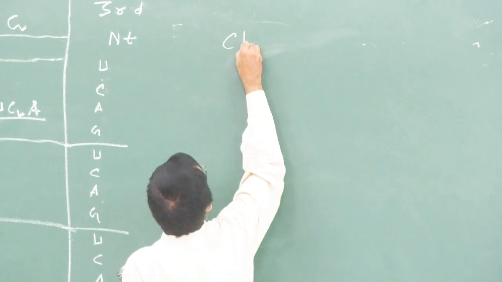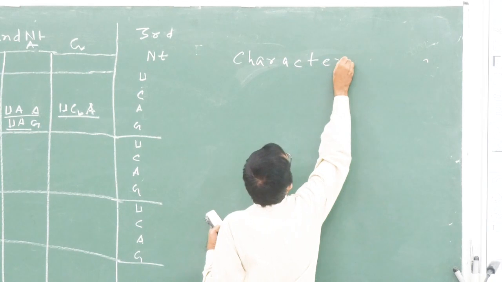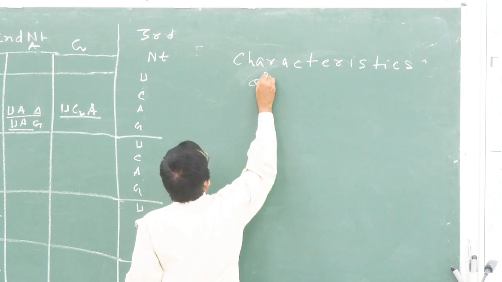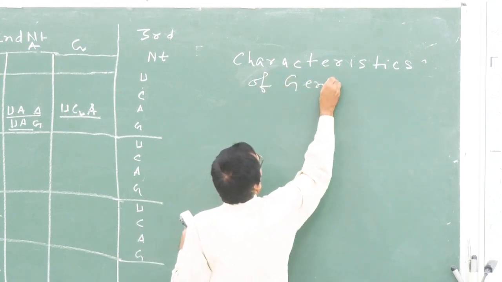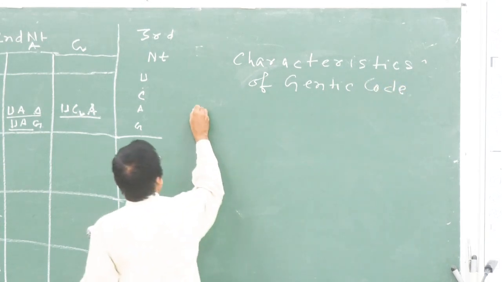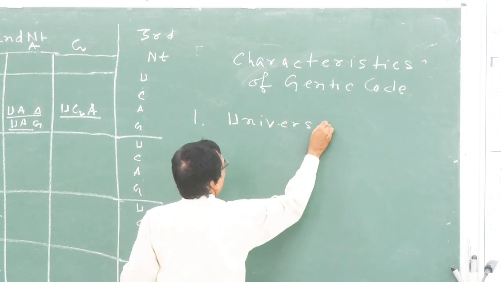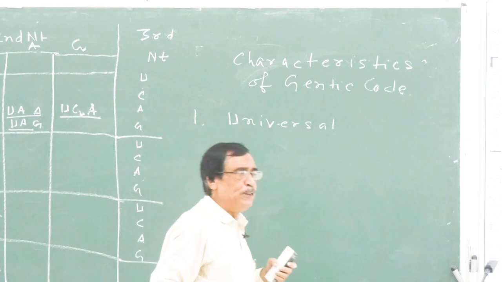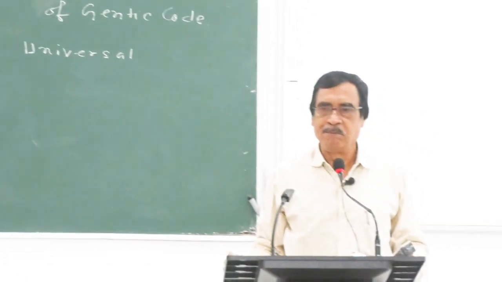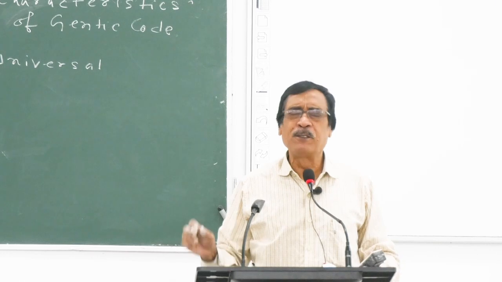The characteristics of the genetic code. What are the characteristics? This is very important. Number one, it is universal. What does it mean? The genetic code is called universal. That means it applies to all species of life, more or less, not totally.